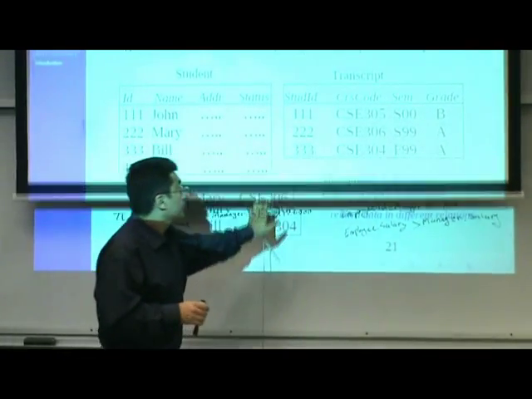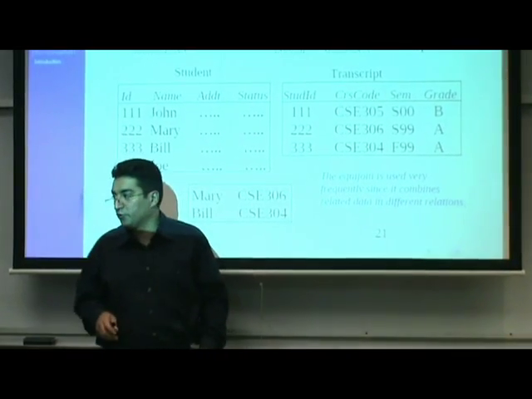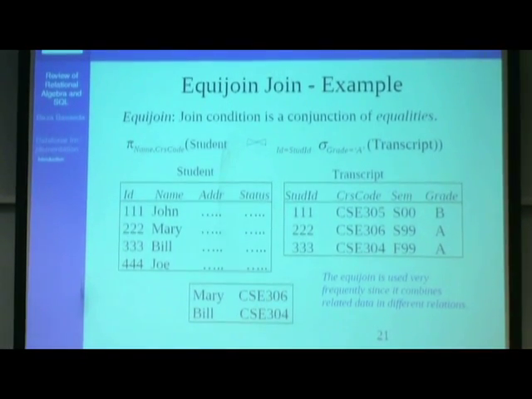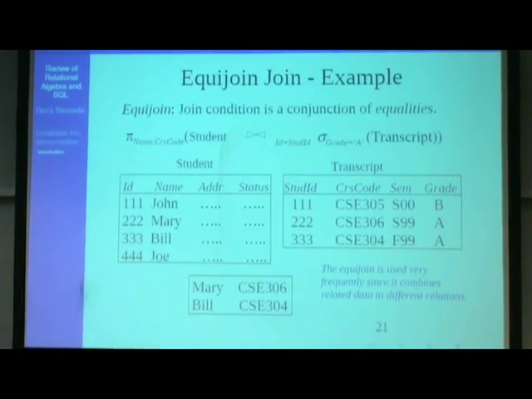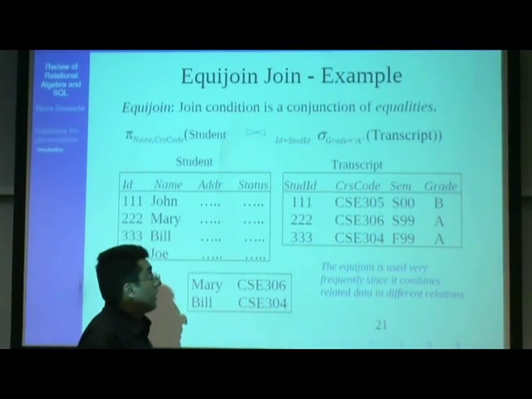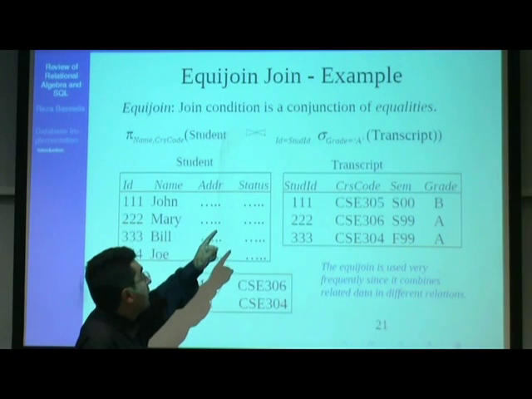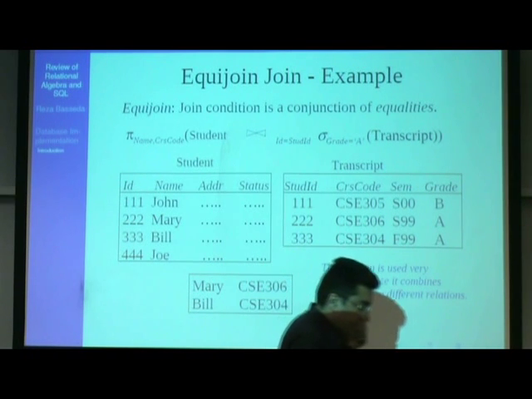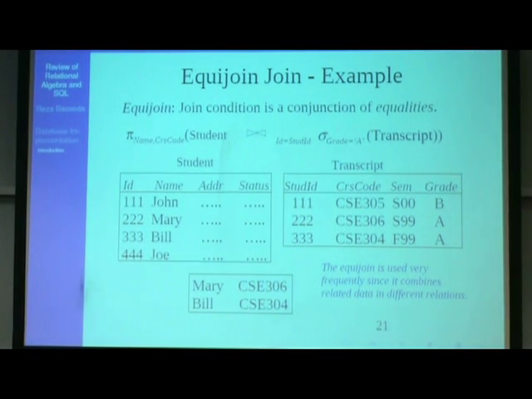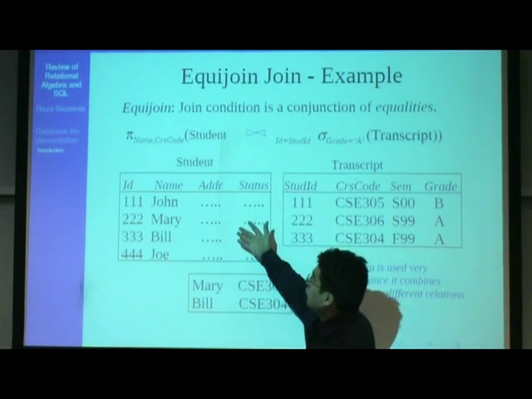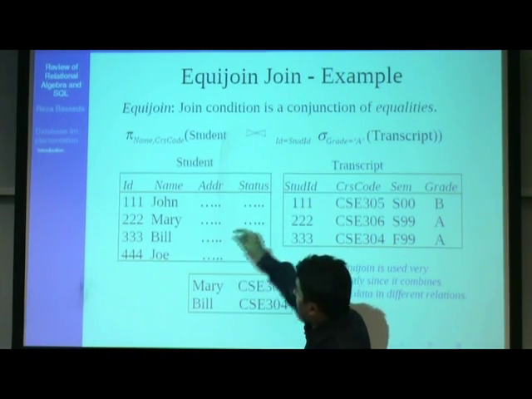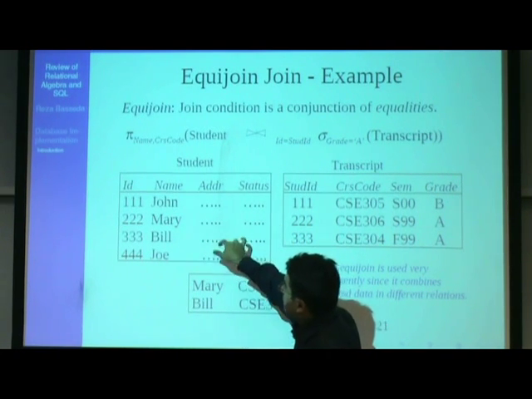Now, the most famous form of the join is the equi-join, where the join condition is just equalities. And we can either select the columns from two tables, or if the names of the attributes are similar, then we don't need to specify the condition. For example, here when we are doing an equi-join on the student and transcript, we know that the student ID here is a foreign key to ID in the student table.